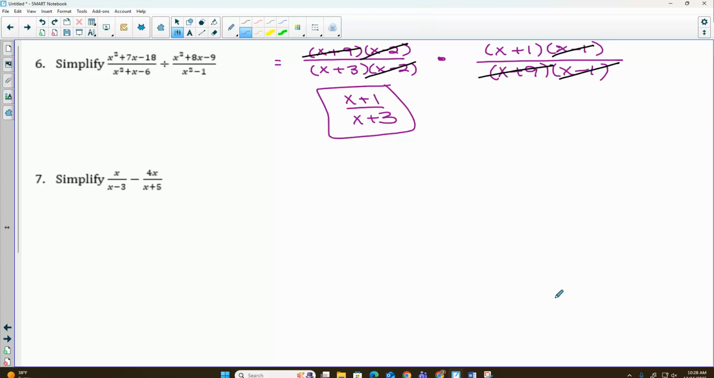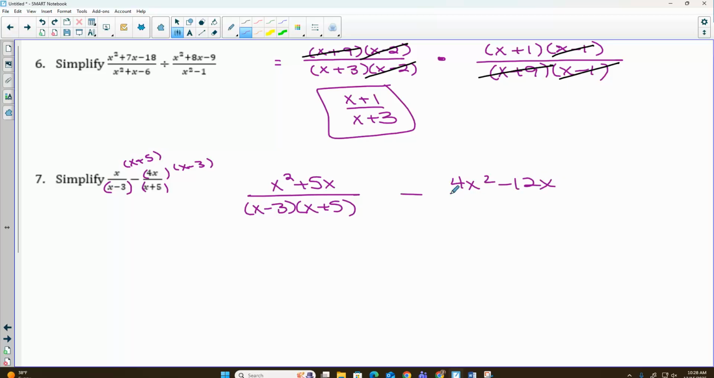Number 7, if we want to add or subtract, what do we have to have? Common denominator. So I'm going to have to take this first fraction times x plus 5 on top and bottom, and the second one times x minus 3 on top and bottom. So you get x squared plus 5x over x minus 3, x plus 5, minus 4x squared minus 12x over x minus 3, x plus 5.